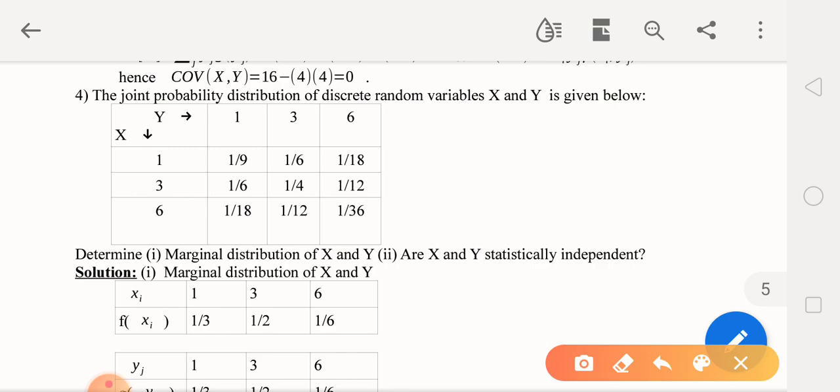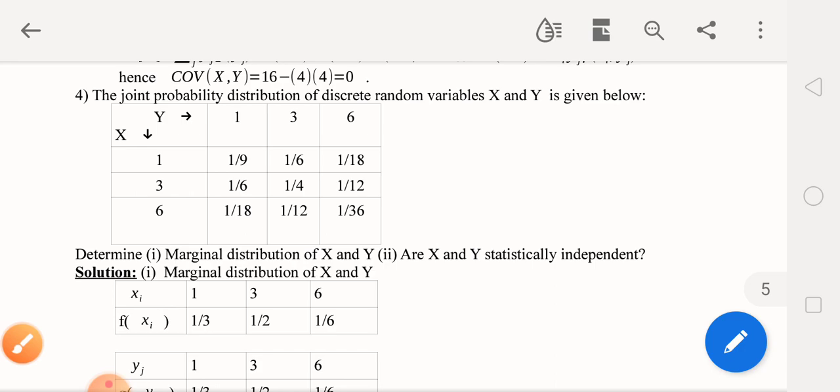The x column and the last column of sums give the marginal distribution of x. So x values 1, 3, 6. Now 1 by 9 plus 1 by 6 plus 1 by 18, that is 1 by 3. 1 by 6 plus 1 by 4 plus 1 by 12, it is 1 by 2. 1 by 18 plus 1 by 12 plus 1 by 36, it is 1 by 6. So we have x values and respective probabilities.